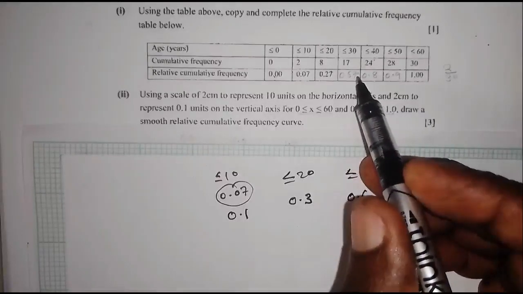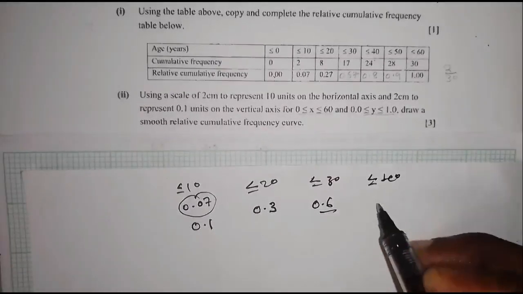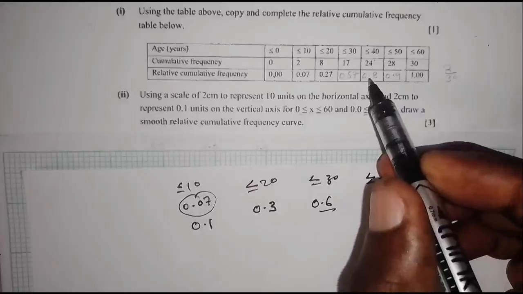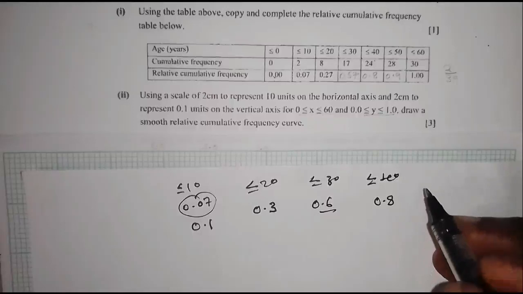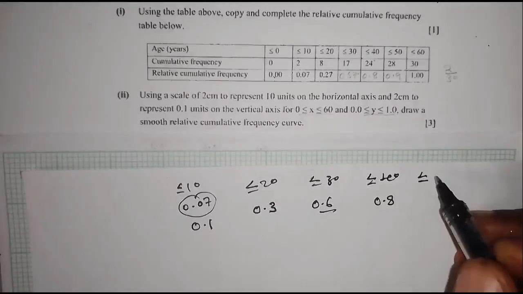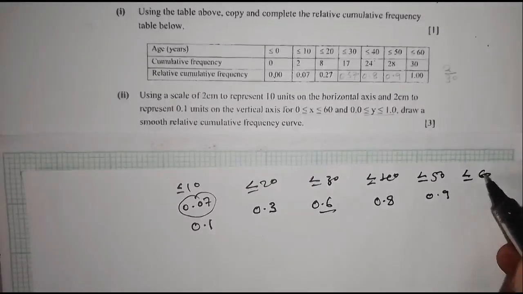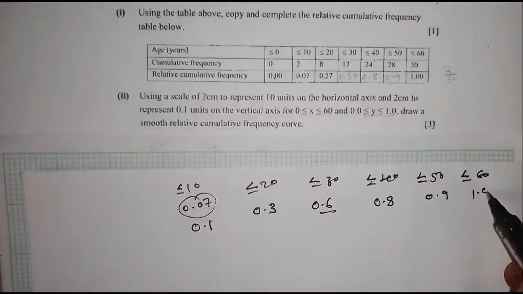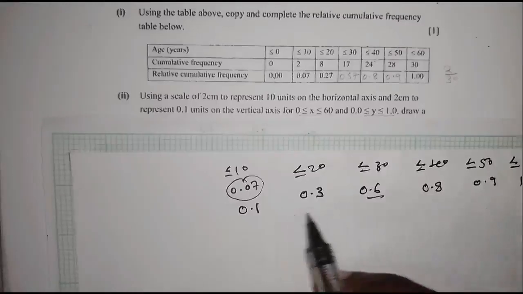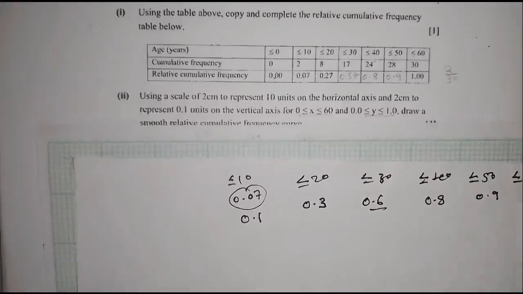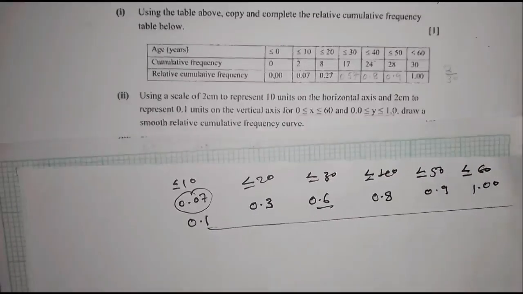This one, 0.57, just 0.6. Then this one, less than or equal to 40, can be left the way it is, 0.8, and then that one 0.9, then the last one for 60, just 1.0 or 1.00, it's the same. Okay, so this is what you're going to follow now. Just bear with me and make sure you take note of this rounding off.